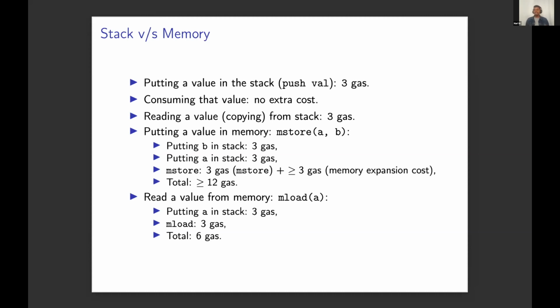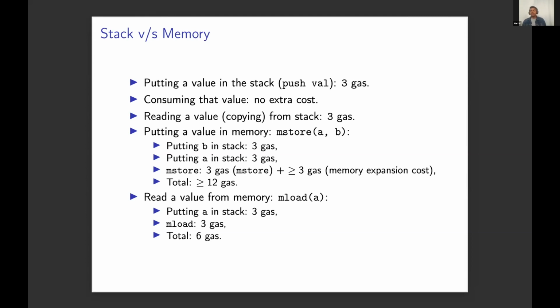So we have already discussed the cost for doing this. To put B in stack, it costs 3 gas. It is a push operation. Similarly, to put A in stack, it costs 3 gas. And now the mstore instruction has the cost 3, which is fixed, and at least another 3, which can vary depending on how big A gets. So the more memory you use, it can get more and more expensive after a certain point. So in total, you have to pay at least 12 gas for this operation.